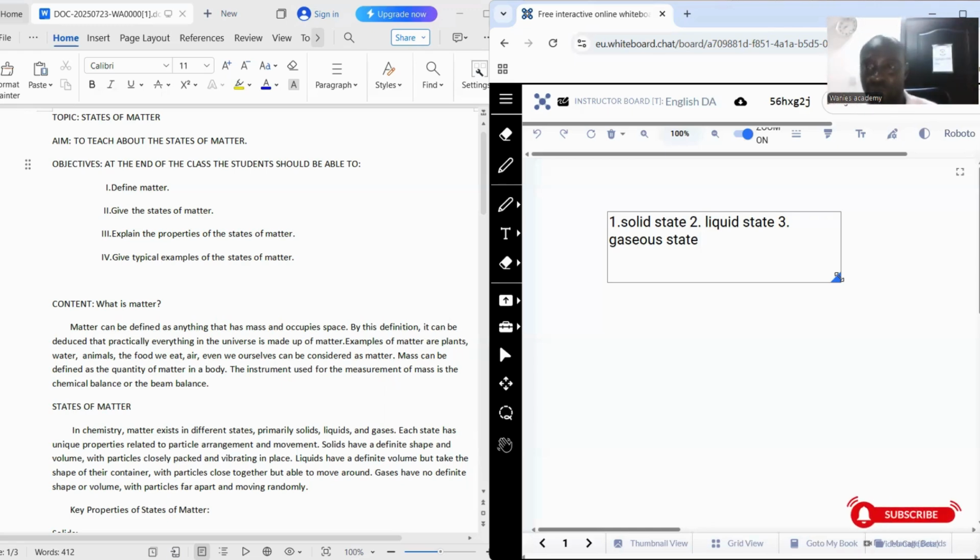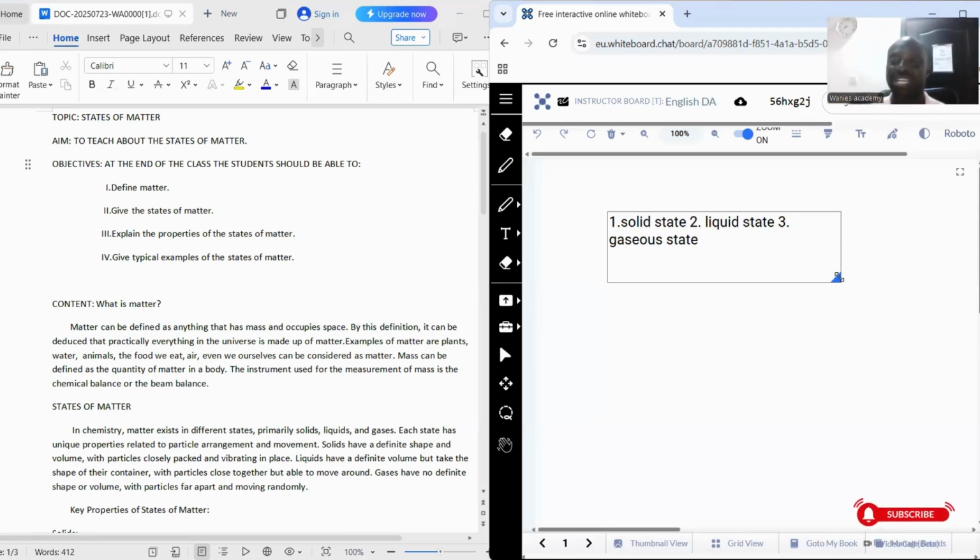Now let's go to the liquid state of matter. In liquids, the particles are not closely packed like in solids. The particles are further apart because they are held by forces that are not as strong as those in solids. Therefore, liquids do not have a fixed shape. Liquids always assume or take the shape of their container. Secondly, liquids have a fixed volume. Lastly, liquids are also incompressible. Typical examples of liquids include water, petrol, diesel, and kerosene.